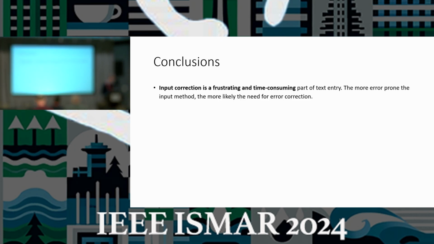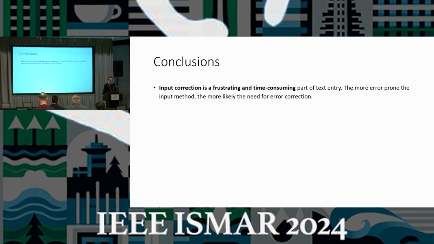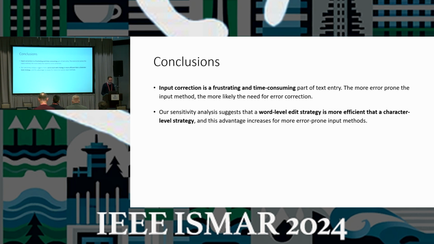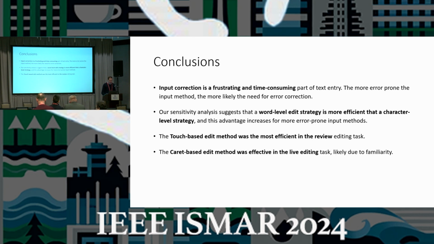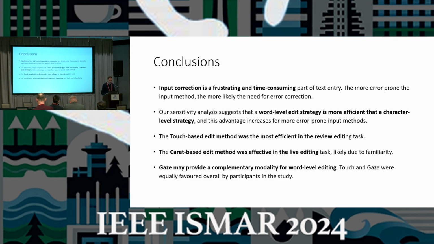So just quickly in terms of conclusions, hopefully I've highlighted, or I'm sure you're already aware, that input correction is a frustrating and time-consuming part of text entry, and certainly in VR, where it's perhaps more error-tolerant, this is even more frustrating. Our analysis suggested that a word-level strategy would be effective, and certainly for the review editing task, that bore out. But for the caret-based method, that was something that people still seem to really rely on and perform well in when they were actually inputting the text as well. And I guess there's some early indication that a gaze-based method might be complementary for word-level editing. And that's something that will be exciting to look at further. So thank you very much.